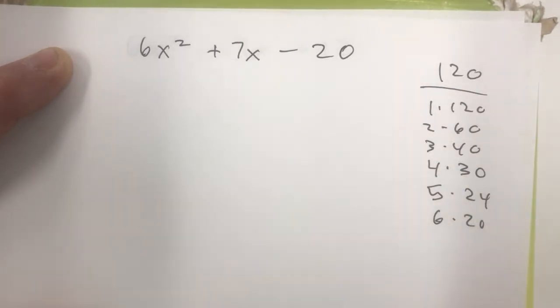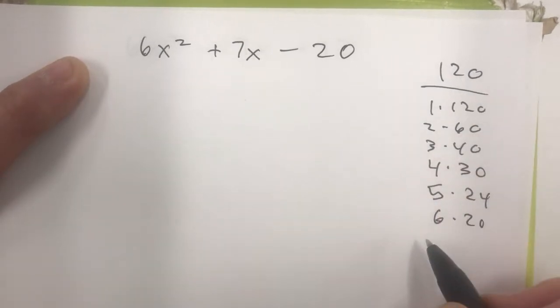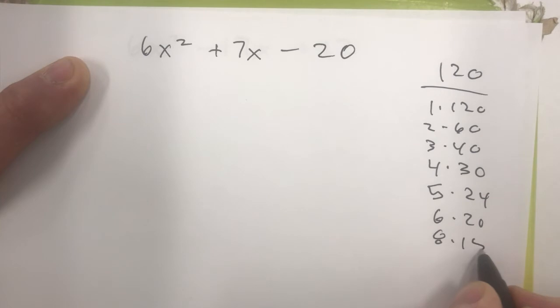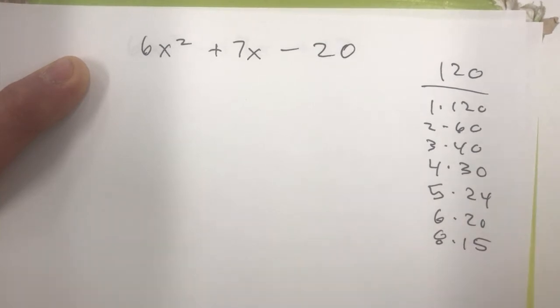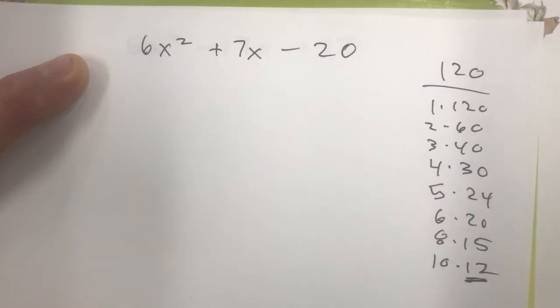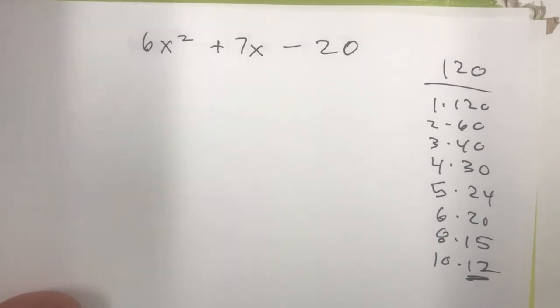Just use your calculator for this. 120 divided by 7 is a decimal. 120 divided by 8 would be 15. 120 divided by 9 is a decimal. 120 divided by 10 is 12. 120 divided by 11 is a decimal, and then 12 is over there, so I'm done. Okay, so there's all my factors.